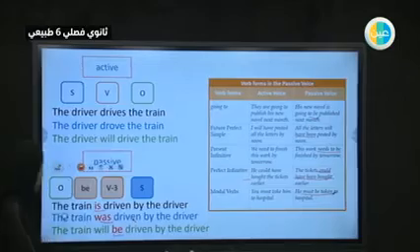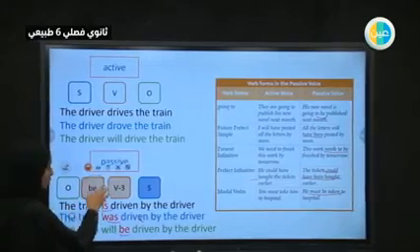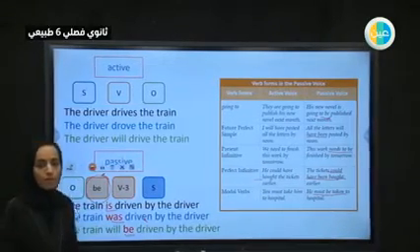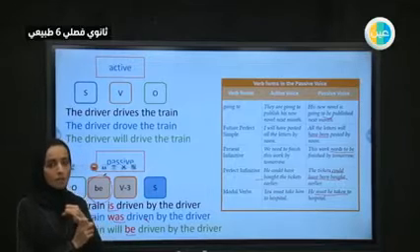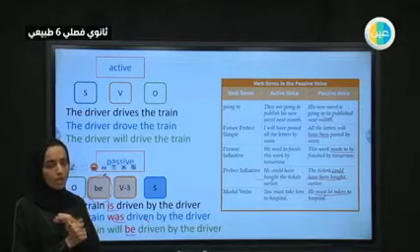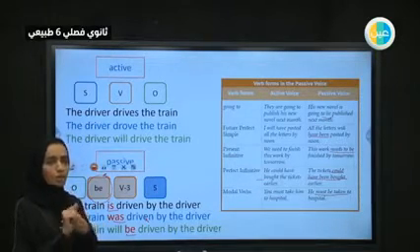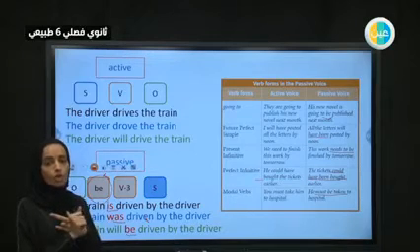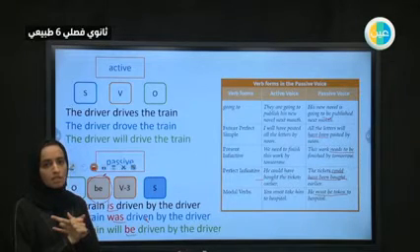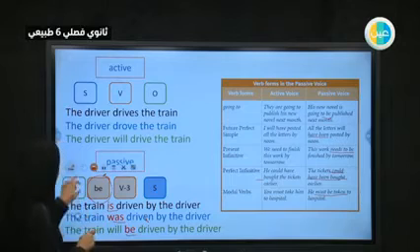Okay, so always focus on the idea that you should use the verb be. What is be? Is or am in the present, was and were in the past, and you can use be with modal verbs, or you can use been in the perfect tenses, which are with has and have.